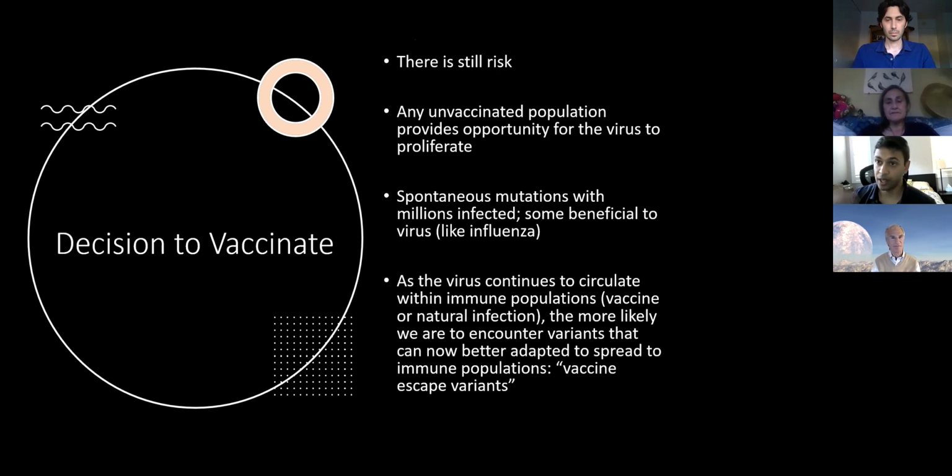So the more the virus is allowed to replicate in a population, the more likely you are to have variants. And the more variants you have, the less likely the vaccines are to be effective. And that means that you're in a race against time. You want to try and vaccinate as many people as possible to reduce the likelihood that you have these escape variants that might not be as effectively prevented by vaccine.